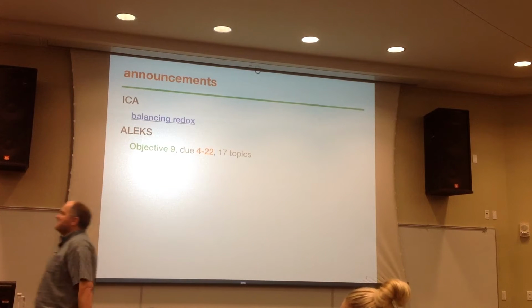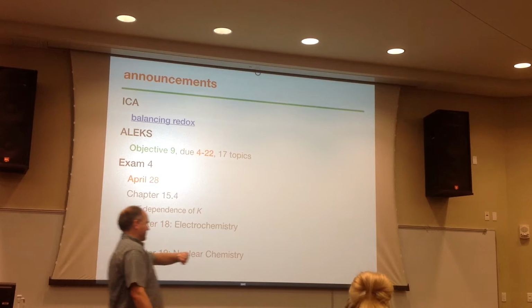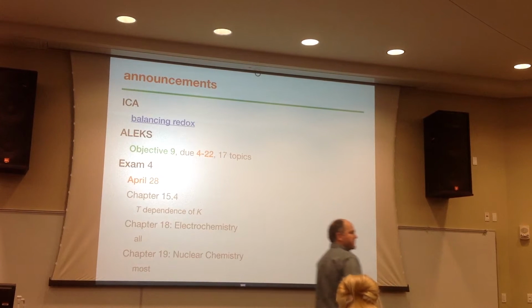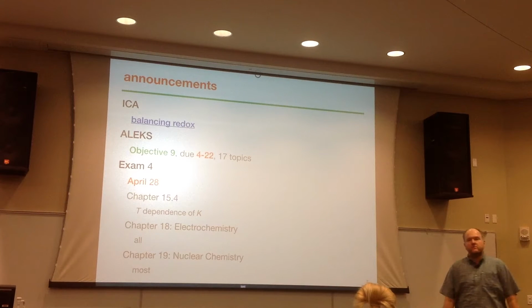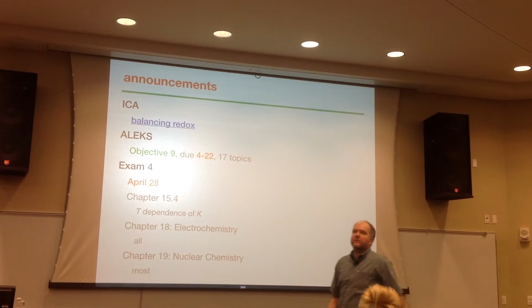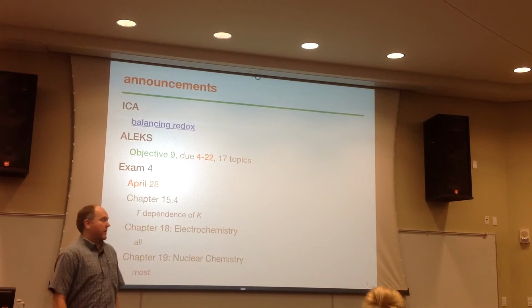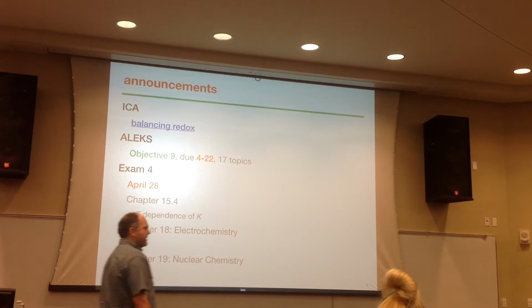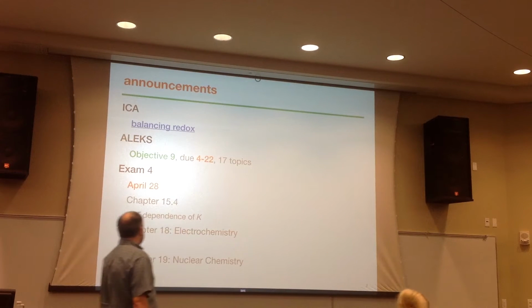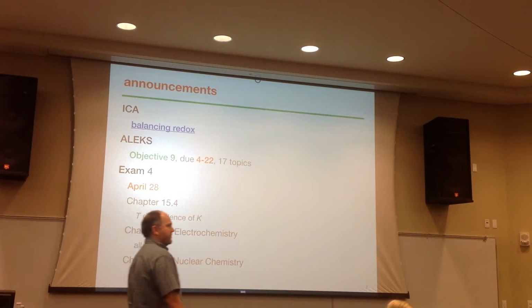All right. Exam 4 is coming up on the 28th. That is 2 weeks from tomorrow. Again, it will lean heavily upon electrochemistry. We'll have the temperature units of the rate constant, of the equilibrium constant from what we covered last time, and we will have a little bit of nuclear chemistry. I still do not know exactly how much nuclear chemistry there will be.